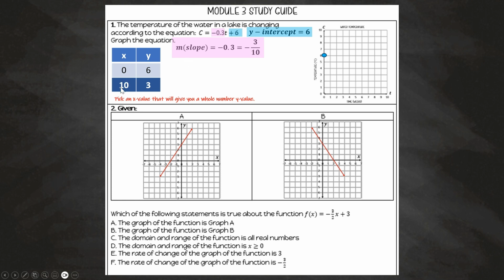So when I choose my x value of 10 and I plug that in, I get negative 3/10 times 10, because that's going to represent my t, or x value, because it's on the x-axis, plus 6. When I do that, I get the y value of 3. So I can plot my other point here. Now I have 2 points. Now I can connect the dots.